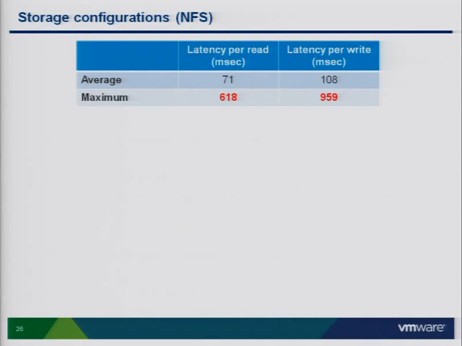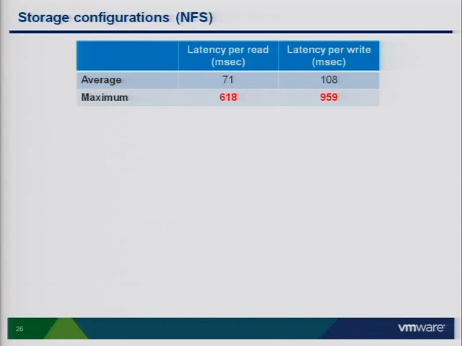The first thing that we want to see when we think we have a storage problem is the latencies of the read and write commands being generated from the virtual machines. On an average, we saw that the read commands are taking 71 milliseconds, and the write commands are taking 108 milliseconds. Now, do you think this is low or high? Very high, exactly. In a VDI environment, you don't want to see latencies as high as 60 or 70 milliseconds. You want it to be somewhere in the tens, 10, 20 millisecond range.